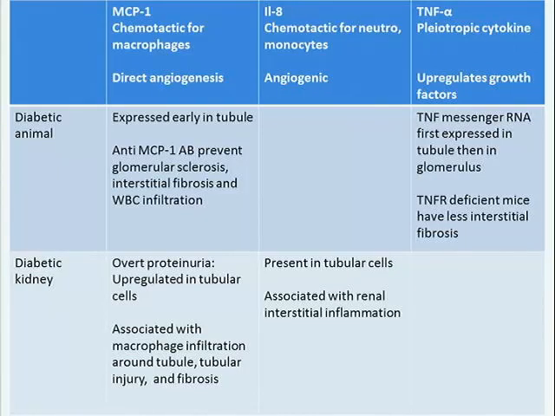So putting all of this together as best as we can with the knowledge that we have, MCP1, IL-8, and TNF-alpha, like eotaxin, are chemotactic for various inflammatory cells. In addition, they share angiogenic properties. Eotaxin and MCP1 are directly angiogenic.